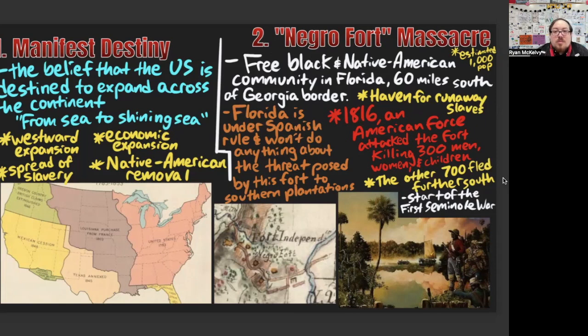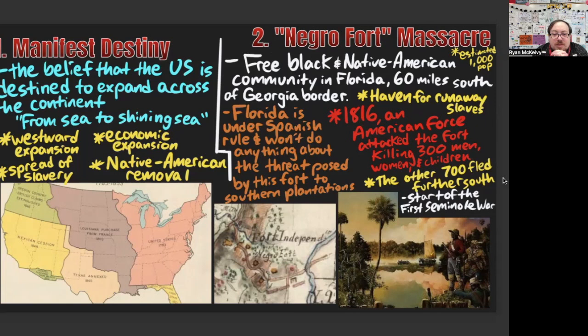And one of these places that developed in Florida was what's known as the Negro Fort. This was an old abandoned fort left behind by the Spanish. It had been taken over by runaway slaves and created a mixed free Black and Native American community about 60 miles south of the Georgian border. It had an estimated 1,000 people living there. And again, it was this haven for runaway slaves.